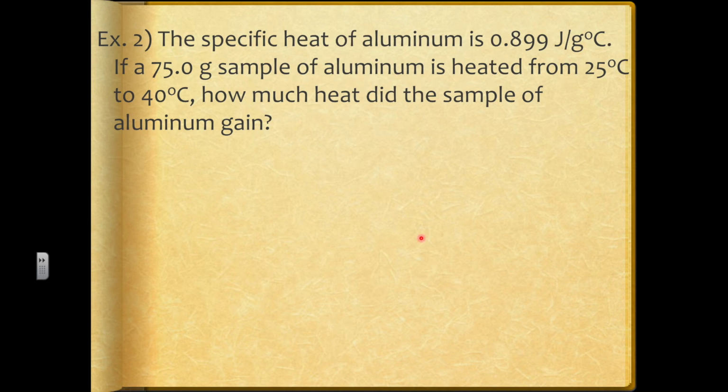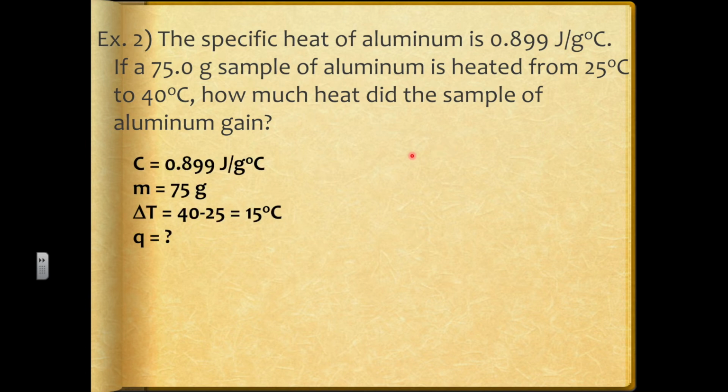If a 75.0 gram sample of aluminum is heated from 25 degrees Celsius to 40 degrees Celsius, how much heat did the sample of aluminum gain? So we'll still glean our information here. We have our specific heat, our mass, and our change in temperature, our final temperature minus our initial.